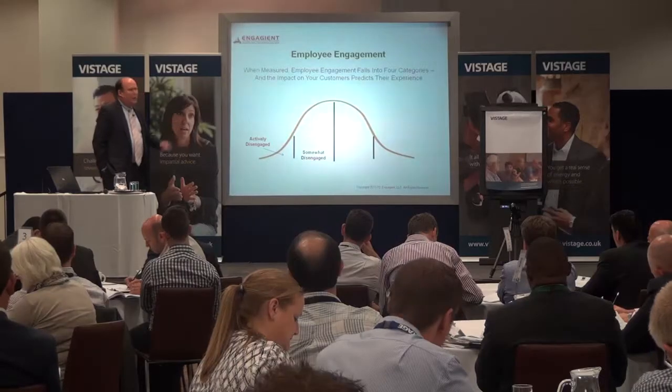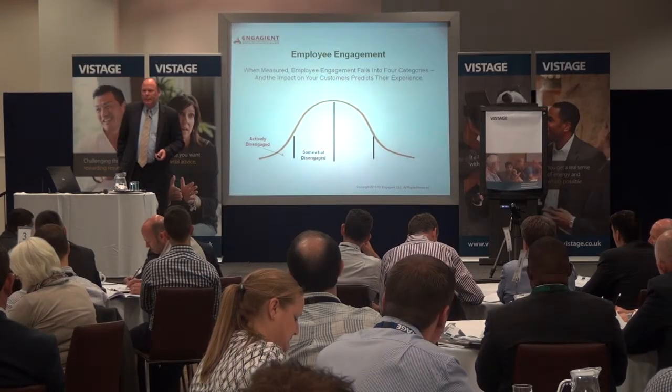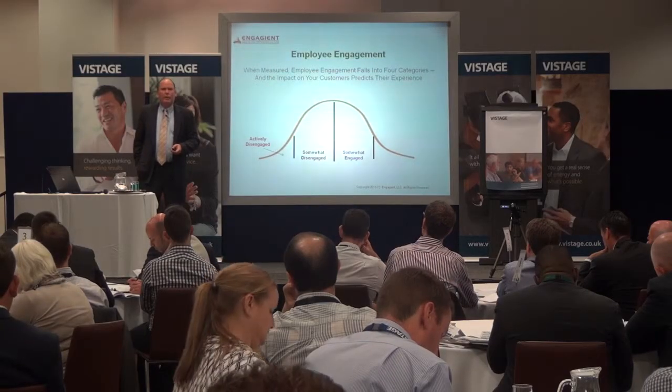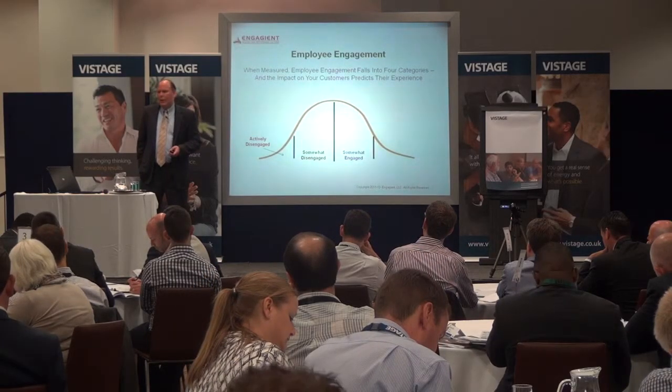As we get closer to the mean, we have the somewhat disengaged. This group can be anywhere typically from 25 to 35% of your employees in this category, maybe 40% in some cases. A lot more people in this area. As we get to the right of the mean, we have the somewhat engaged. Anywhere from 20 to 35% of your employees typically in this category.